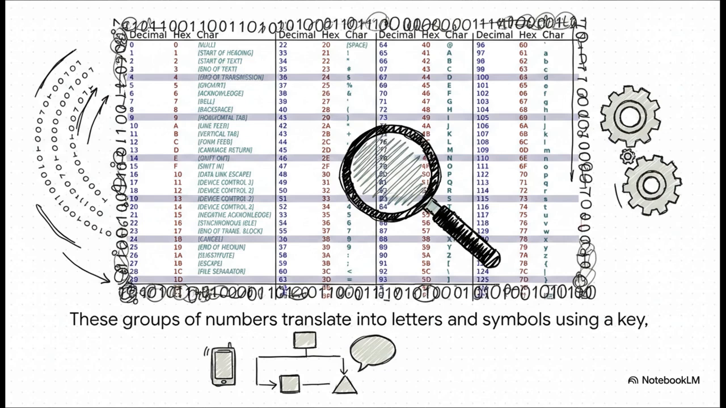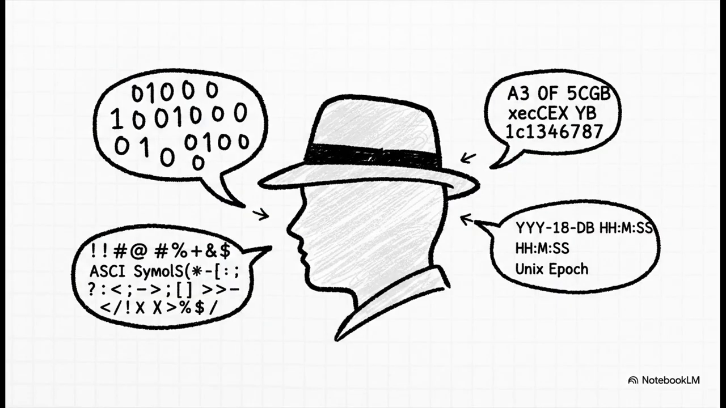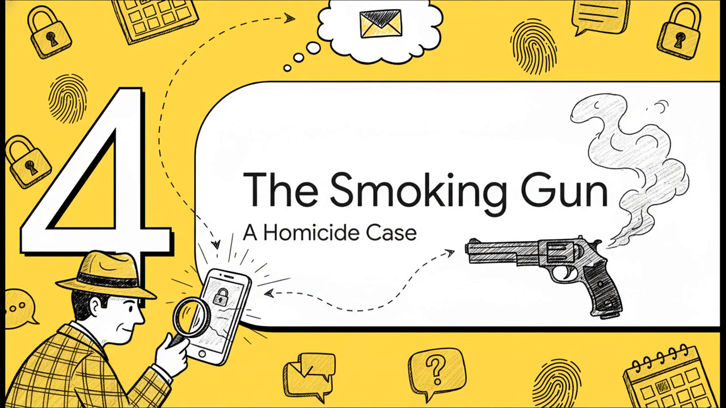A chart like this, an ASCII table, it's basically a decoder ring. It tells an examiner that the specific byte representing, say, the number 66 is actually the letter B. This is how raw robotic data gets turned back into readable human text. And it's not just one code. You've got binary, you've got hexadecimal, and you've got dozens of other ways that data can be encoded. A good digital detective has to be a polyglot, totally fluent in all of these digital languages to piece the full story together.